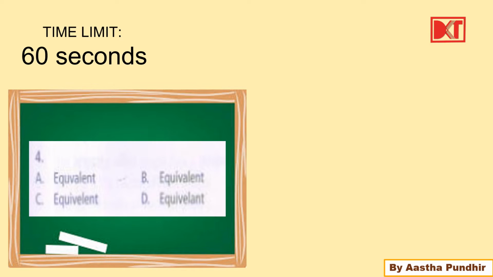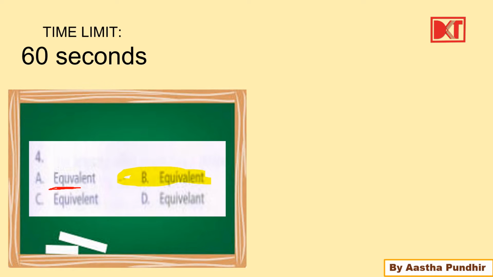Okay, so the next word is equivalent. Now here, the correct spelling is this one. Yes, B. Equivalent. Equivalent means equal to something. Here you see there is no I.